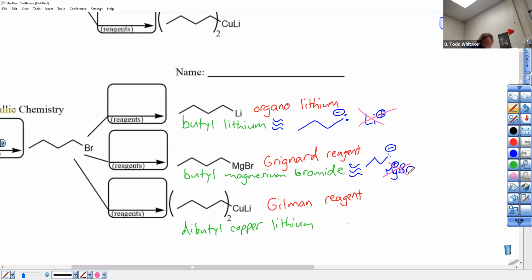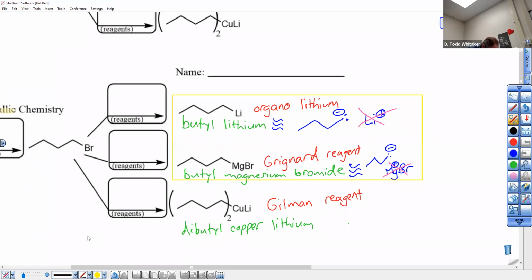And the Gilman, I'm not going to say it's the same. It doesn't really behave like a traditional carbon anion. It does other things. So, cut to the chase. Very important for you to know right away. Whatever we do with a butyl lithium, an organolithium, you can do the same chemistry with a Grignard reagent. These behave the same chemically in this class.